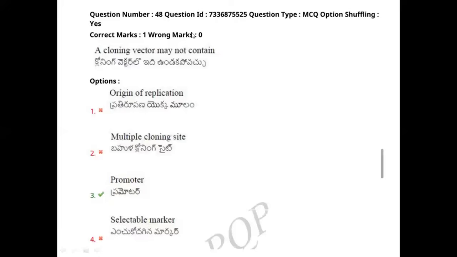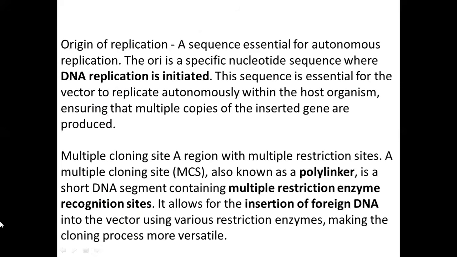Next, a cloning vector may not contain. So a basic cloning vector will have origin of replication, will have multiple cloning site, will have the selectable marker, but not a promoter. So basic cloning vector. So answer is 3 and here is your explanation.